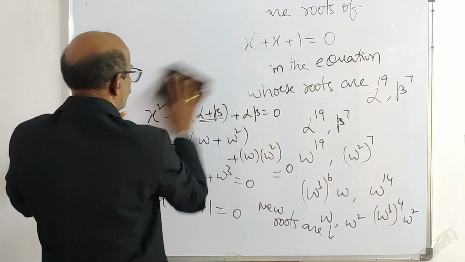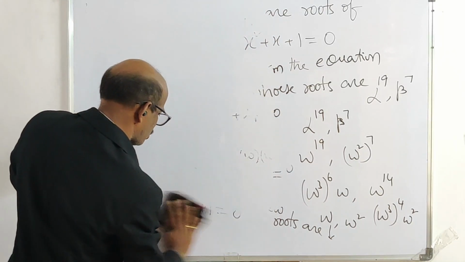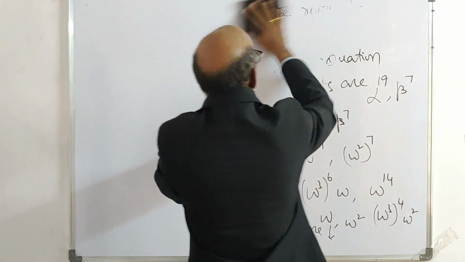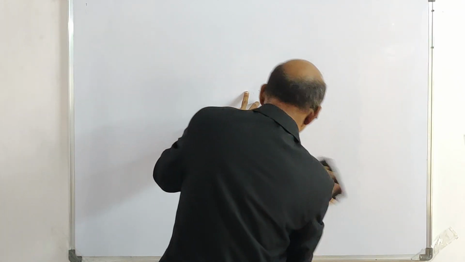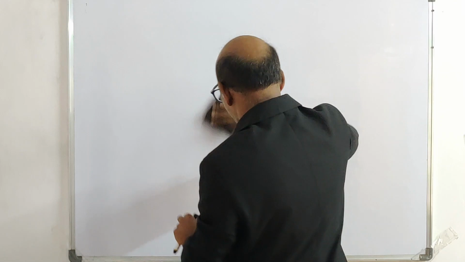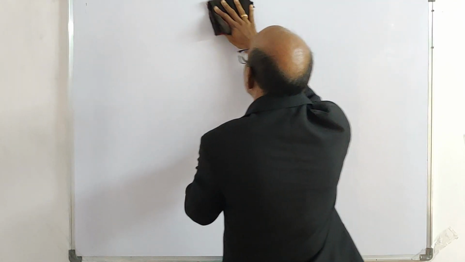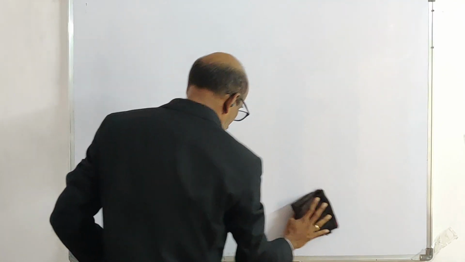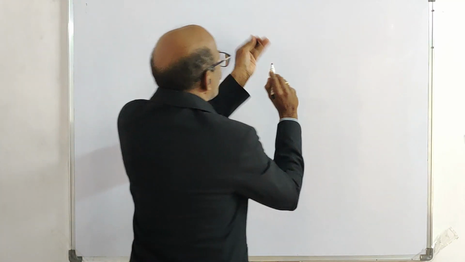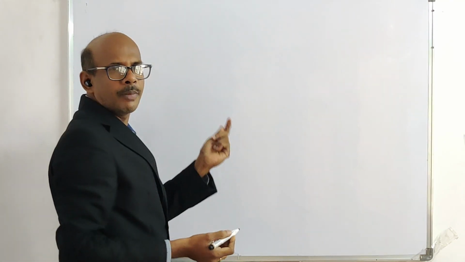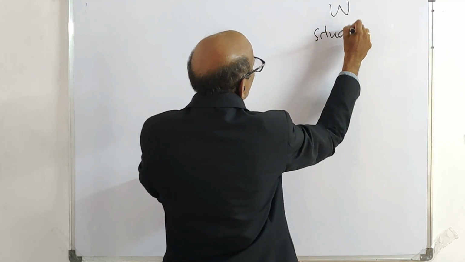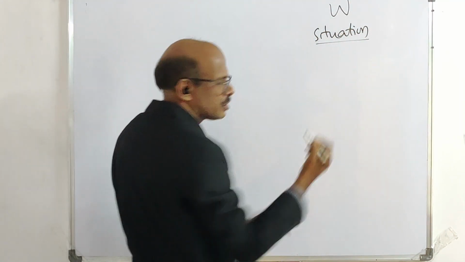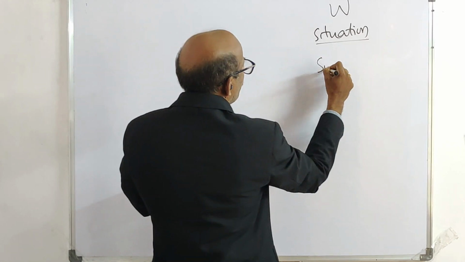I think, my dear students, you caught my point and understood situation number 1, linked with the problem of the quadratic equation for new roots or transformed equations. Here the situation is linked with the formation of a quadratic equation. Now, concentrate, my dear students, the role played by omega in another situation, another situation means simplification.